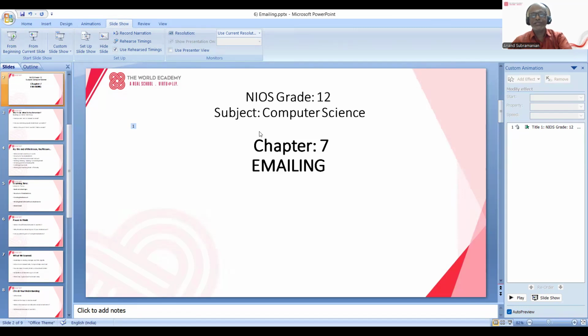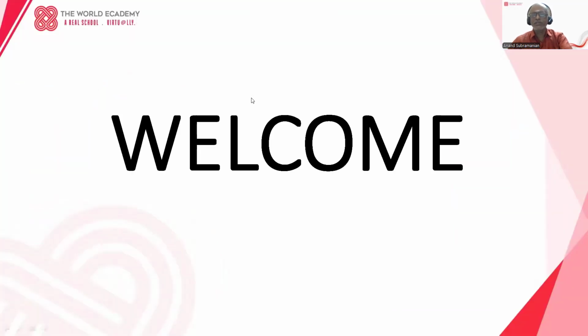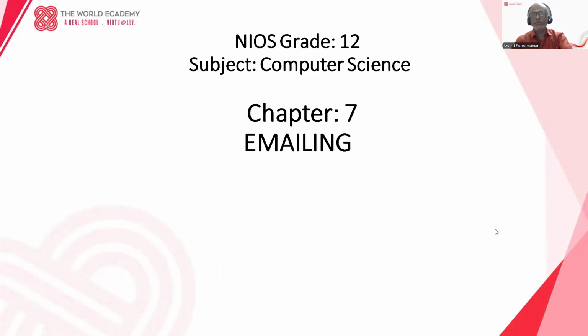And we are going to see emailing, how to email, right? Many of you might be knowing about this emailing. Most of you people will be using this feature. How to email, right? So grade 12, NIOS grade 12, subject computer science, chapter 7, and emailing. Last video we saw about communications on internet. Now we are going for emailing. That is the chapter.